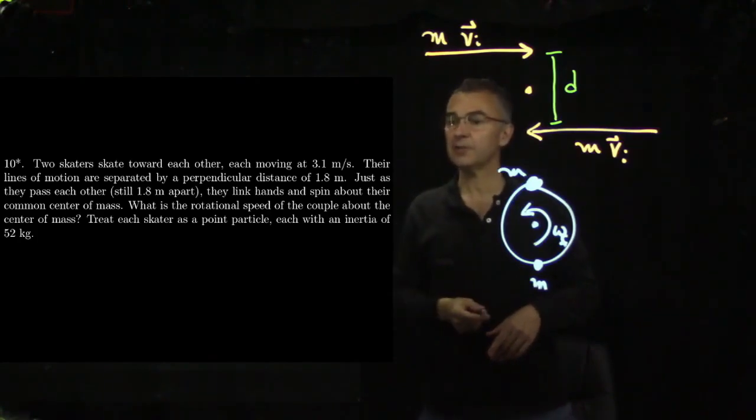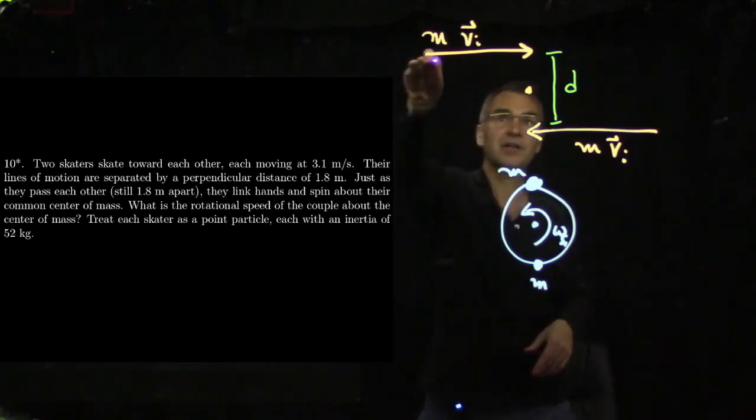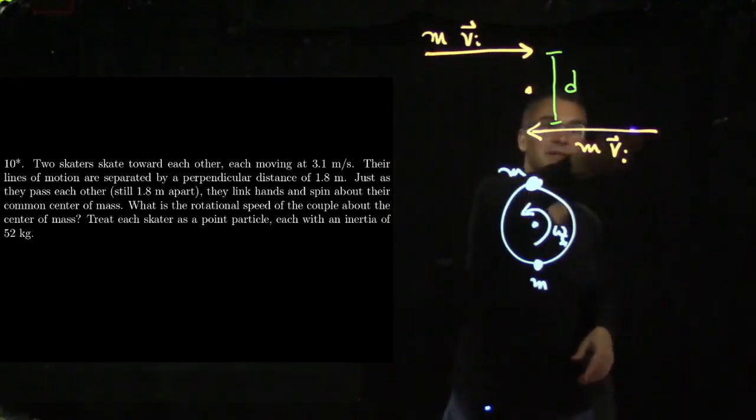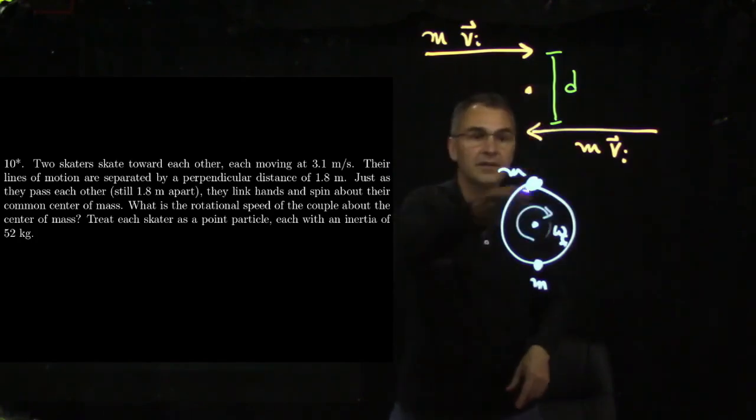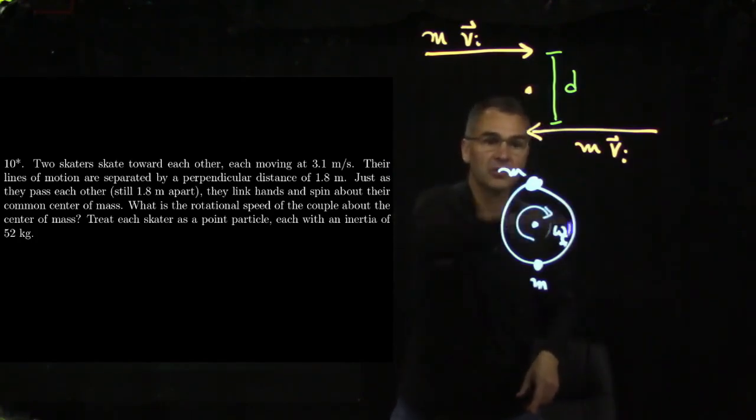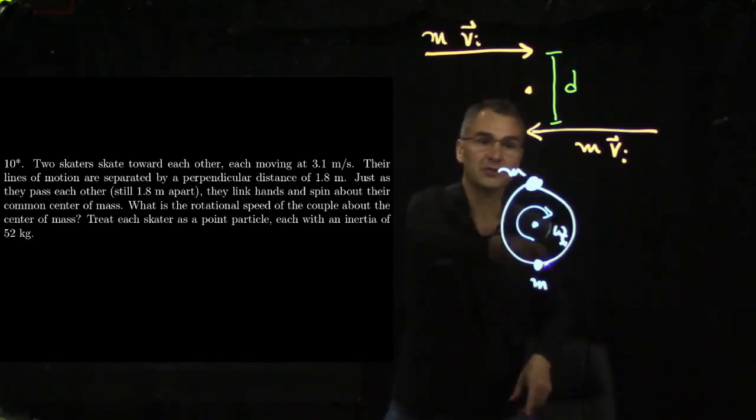What is the rotational speed of the couple about the center of mass? Treat each skater as a point-like particle, each with a mass m. So here you have one skater coming in this way, one skater coming in this way, and you can envision where their center of mass is, and then they link arms, so the result is that they are twirling around and around their common center of mass. So what is the final rotational velocity?